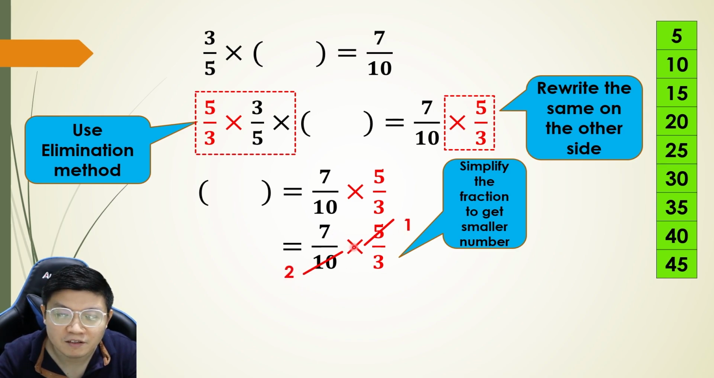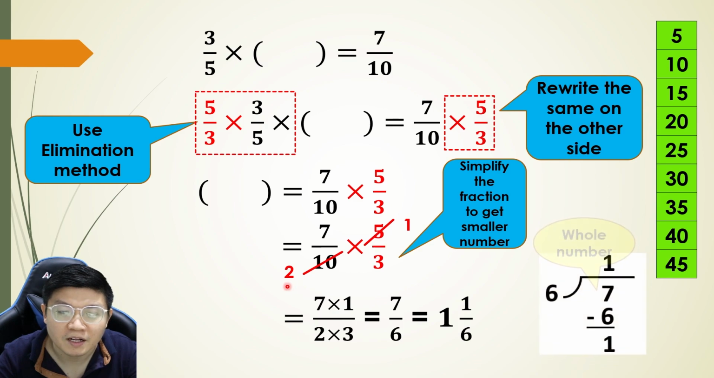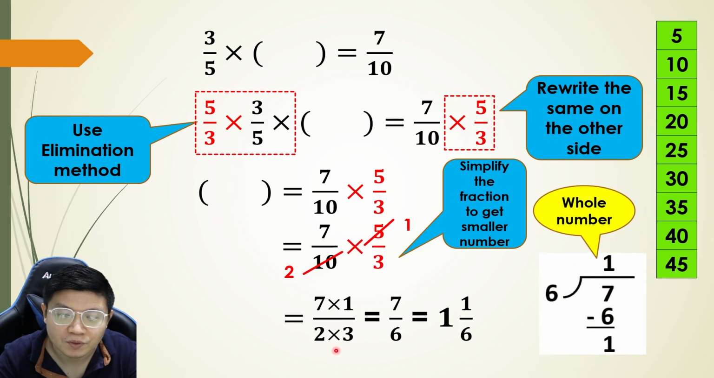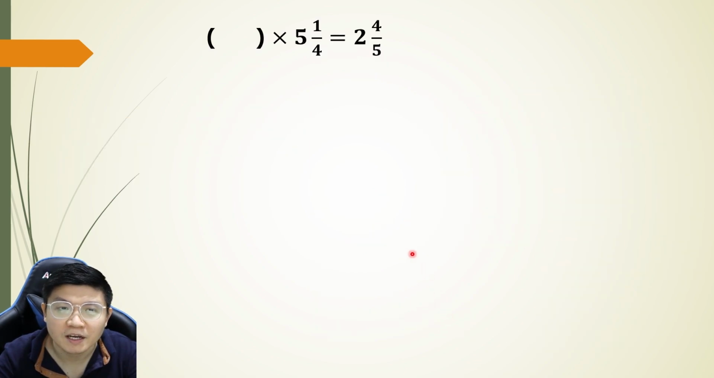And then 7 times 1, and then denominator 2 times 3. So 7 times 1, which is 7. 2 times 3, which is 6. Now this one, don't leave the answer in improper fraction. You need to convert into mixed number, right? By dividing them. Yeah, and then I get 1 and 1 over 6. Okay, next one.